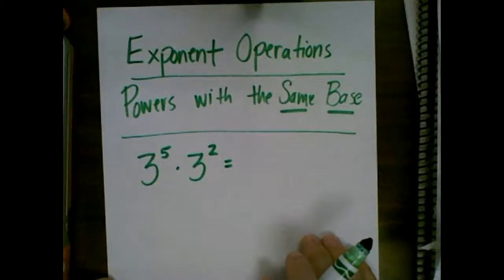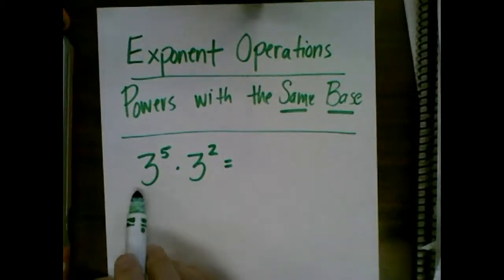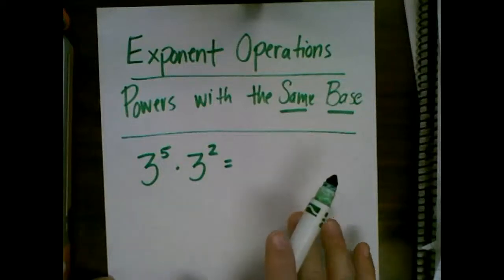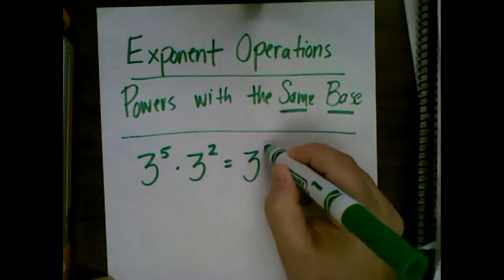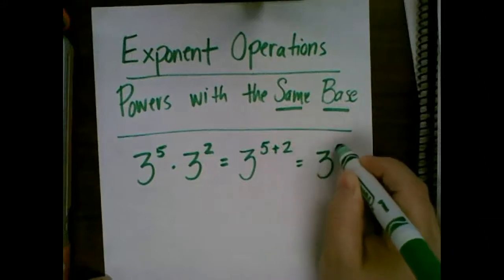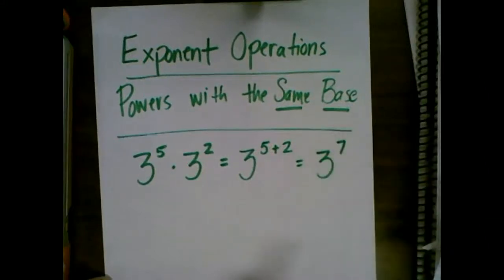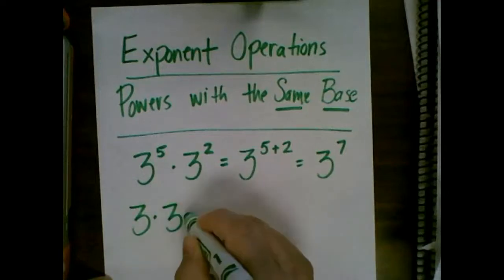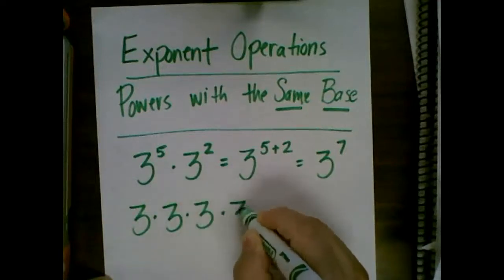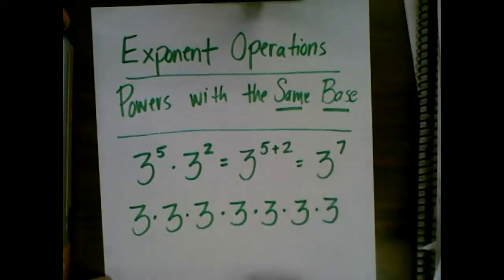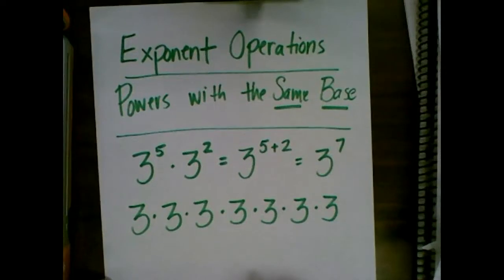what that is like is we have 5 3's and we have 2 3's, and they're all being multiplied together, so that is like 3 to the 5th plus 2, or we have 3 to the 7th. And if I wrote that in expanded form, that would be 1, 2, 3, 4, 5, 6, 7 3's multiplied together.